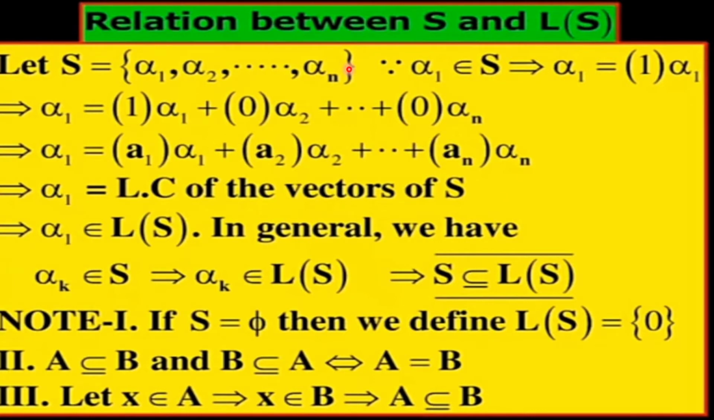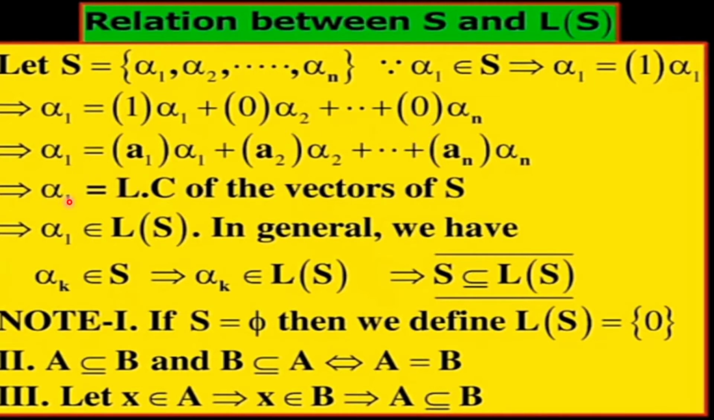Now, relation between S and L(S). Let S equal the set {alpha 1, alpha 2, and so on, alpha n}. Since alpha 1 belongs to S, that gives alpha 1 equals 1 into alpha 1, that is 1 into alpha 1 plus 0 into alpha 2 plus and so on plus 0 into alpha n. That means alpha 1 can be written as a1 alpha 1 plus a2 alpha 2 plus and so on plus an alpha n, where a1 is 1, a2 is 0 and so on, an is 0.